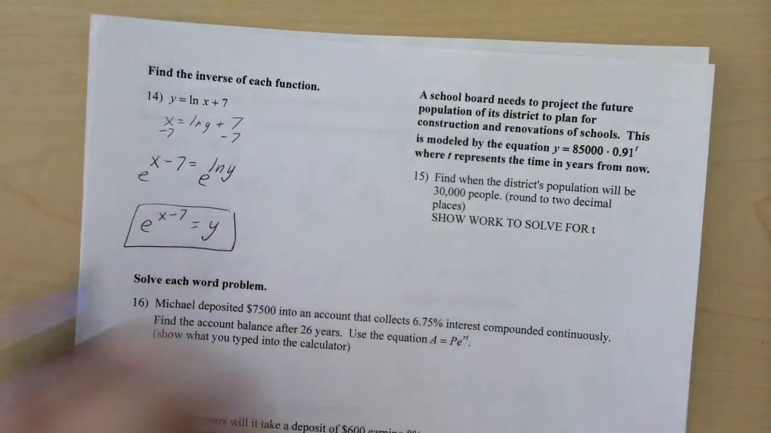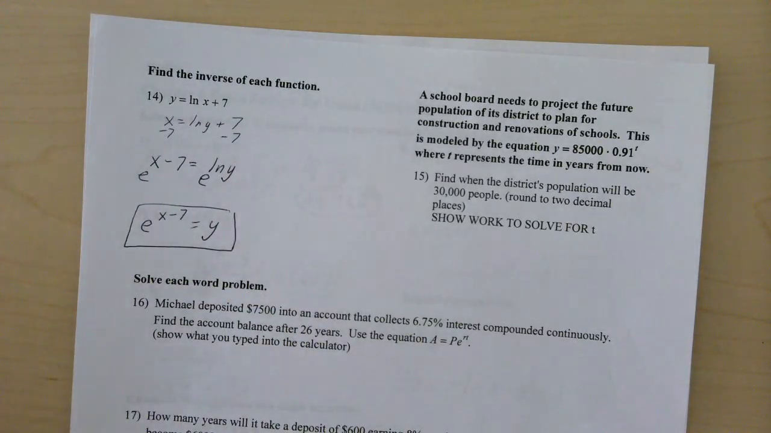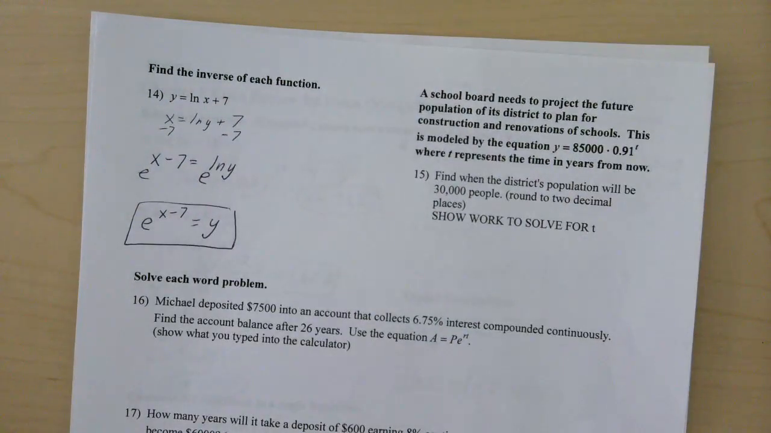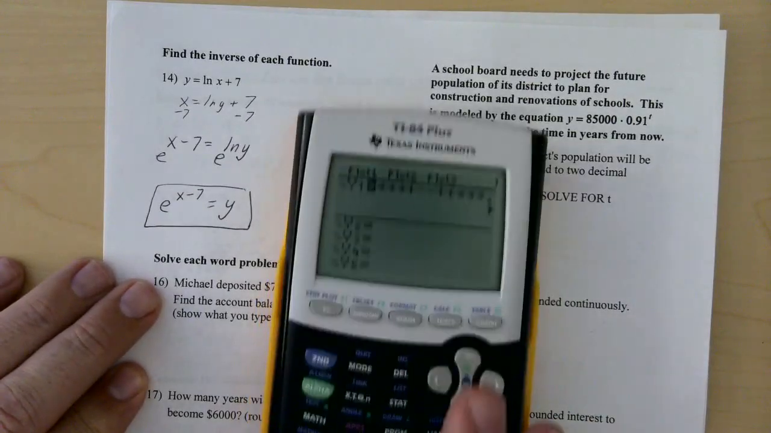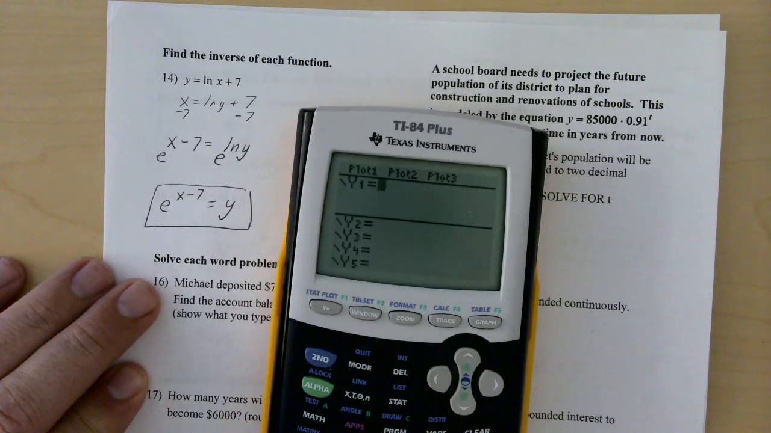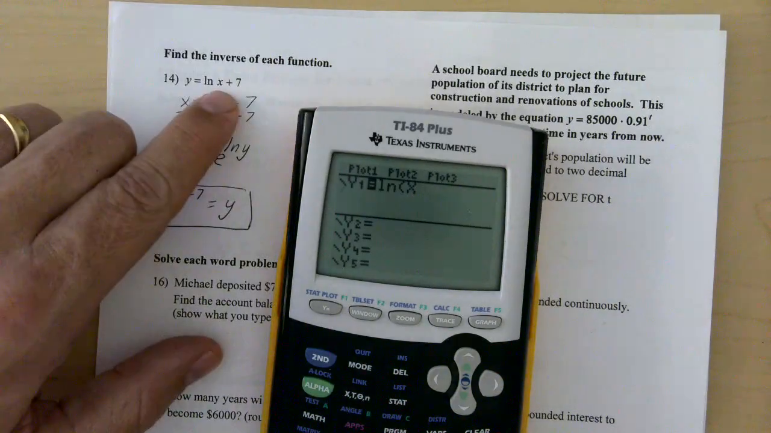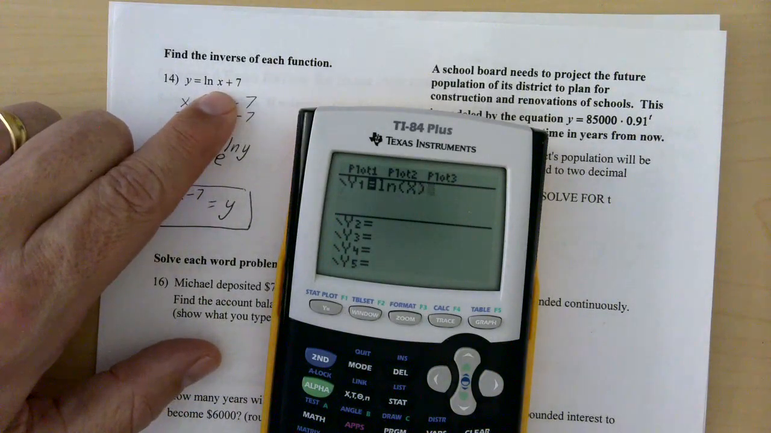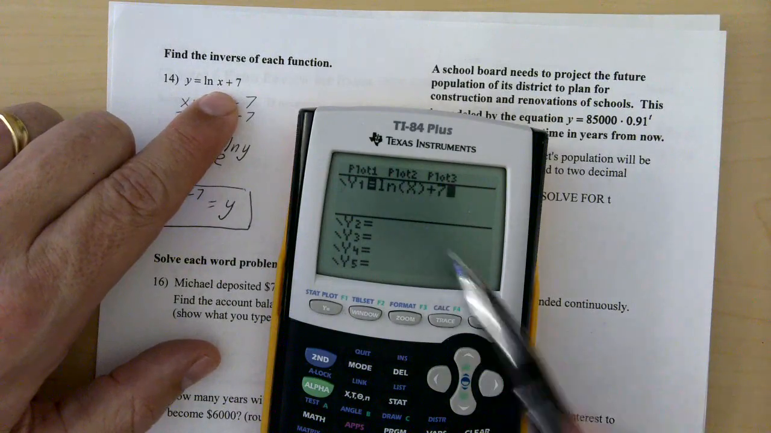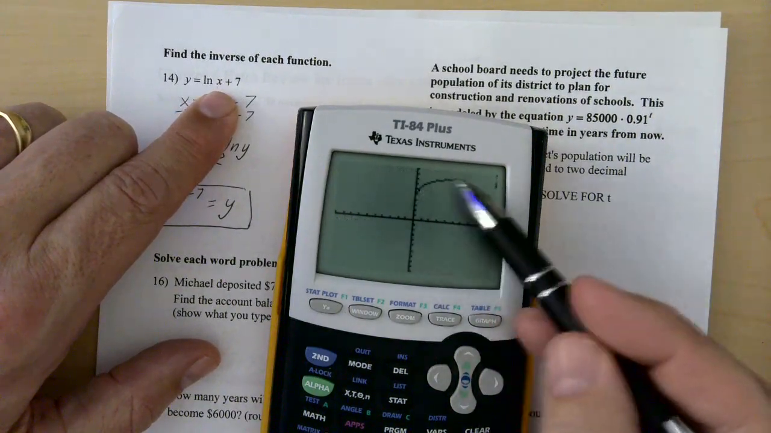Okay, and make sure that x minus 7 is an exponent. Okay, it's wrong if you said e to the x and then push away minus 7. That would be a shift down 7. This is a shift right. And you can confirm this on a calculator. My original function was the ln of x. So I'm going to type in my original, close the parentheses, and a plus 7, which is a shift up 7. So it's going to be up here.